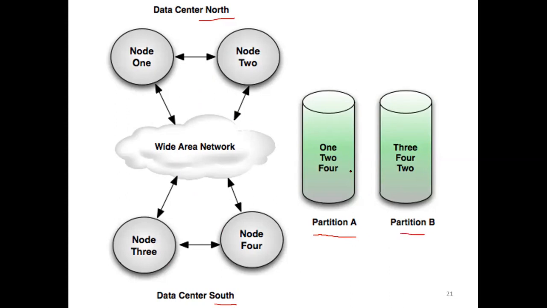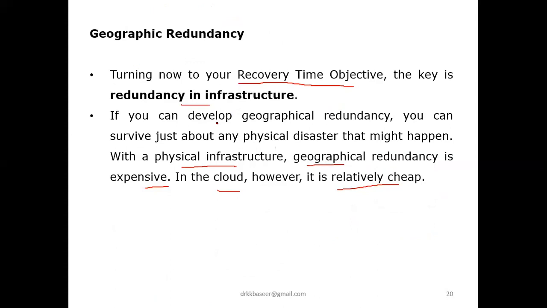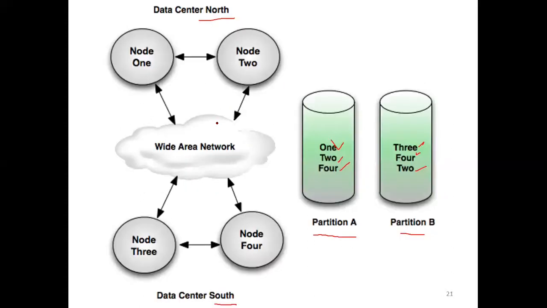We are putting nodes 1, 2 in partition A, and nodes 3, 4 in partition B. So making this geographically in the cloud, taking backups and storing them in different regions or different locations, is called geographic redundancy. The main objective of geographic redundancy is making different infrastructures in different locations, and instead of physical infrastructure, going for the cloud.